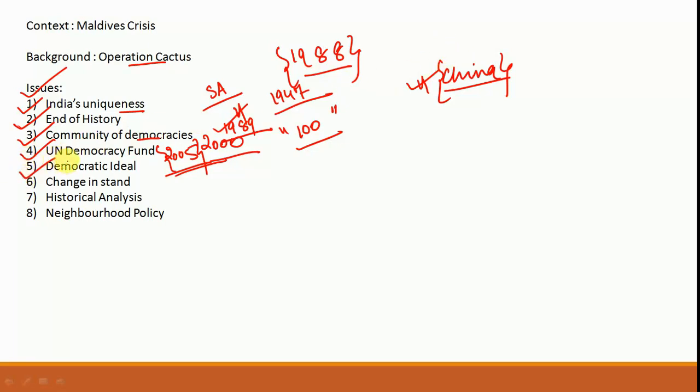Another thing is with regards to the democratic ideal. Here the editorial has analyzed that the democratic ideal is a common heritage of mankind, and its benefits are something that the countries which are enjoying democracy should forward to those countries who are not enjoying democracy.